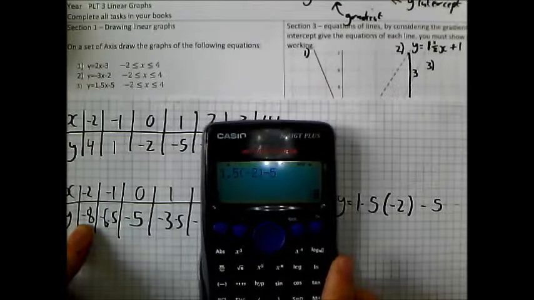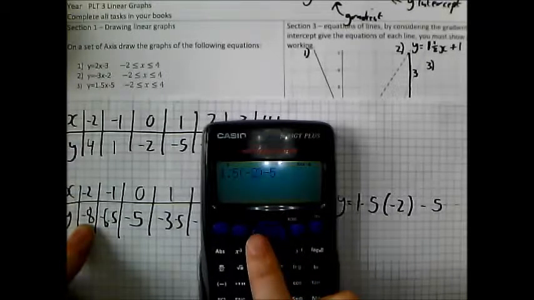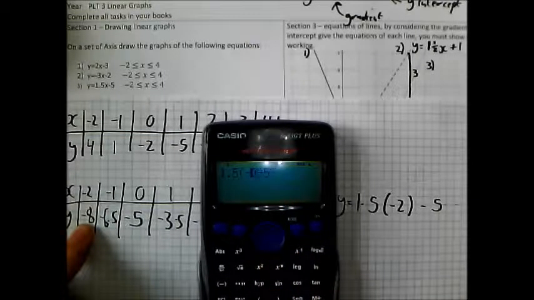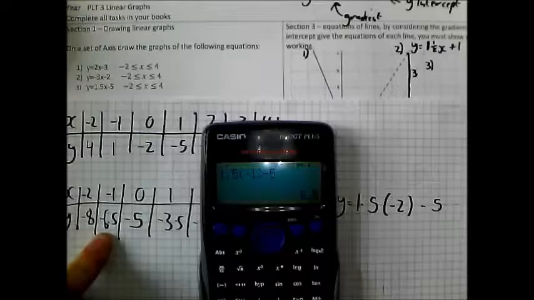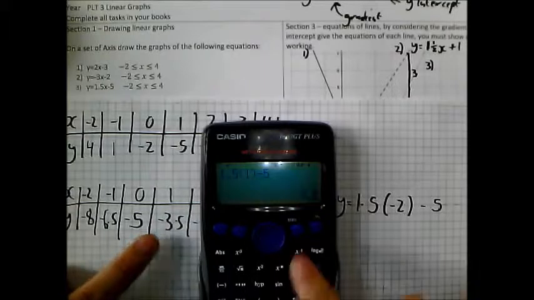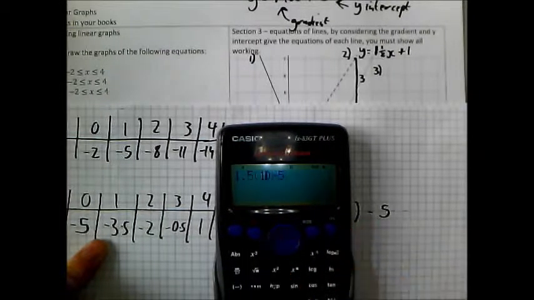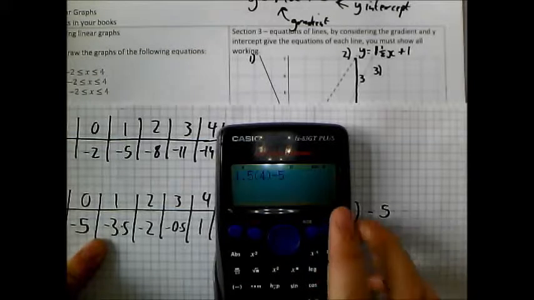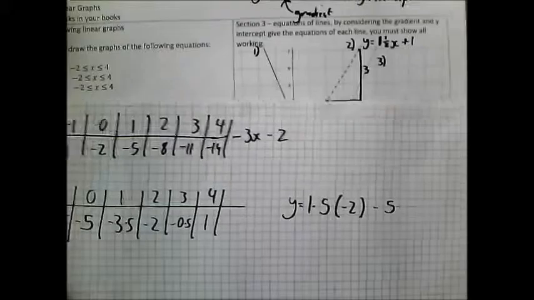Now, every time you want to change your x value, you can just use your arrows to delete the number in brackets and change it to the new number. For example, -1, -6.5, or you can even change it to 1, which should give us -3.5, or you can try 4. It's a really quick way to get all of your values. And that is section 1 completed.